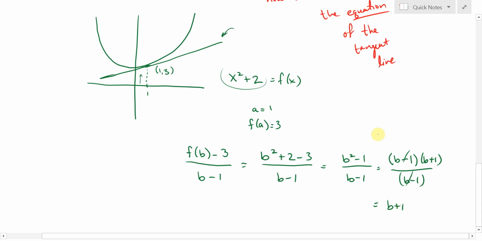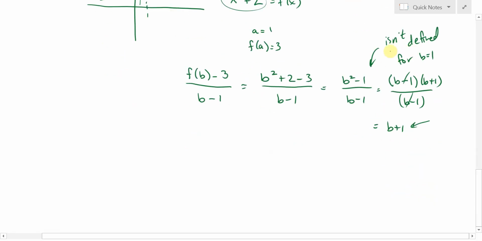But remember that this is not defined for b equal to 1. So even though this simplified version is defined, because the original formula isn't defined, we still have to draw a hole in our graph. So what does the graph of this look like? Well, it looks pretty much like the graph of b plus 1, where now b is the variable. It's not the x-axis anymore, it's the b-axis. And it's shifted up by 1. Except for at the point that we're actually interested in, right?